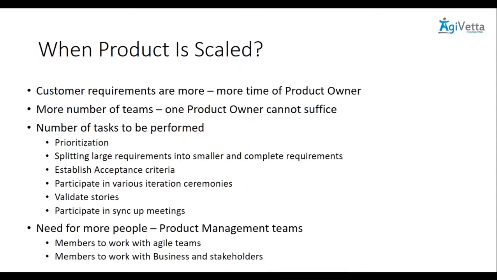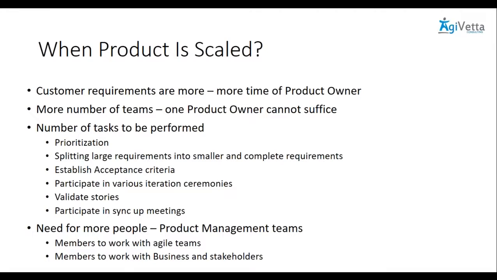See, if the product is at scale, because that's the topic today, and if the product is a large, complex product, the customer requirements are more and more, and they change very often. It requires a lot of time from the product owner side. As the number of requirements increase, the product backlog scales up, and the number of items in the product backlog multiply.